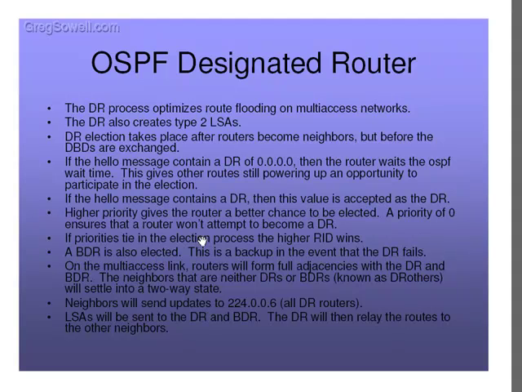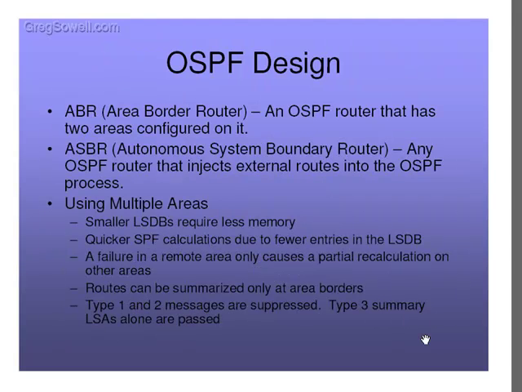You can see here in the election process, higher RID wins. And remember, we can't have matching router IDs, so there won't be a tie there. BDR is also elected. Neighbors send updates to 224.0.0.6. We already talked about that. LSAs will be sent to the DR and BDR. They're then sent on to the neighbors. So we pretty much covered all that.